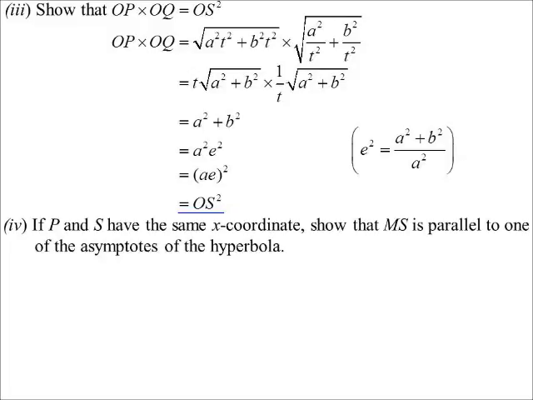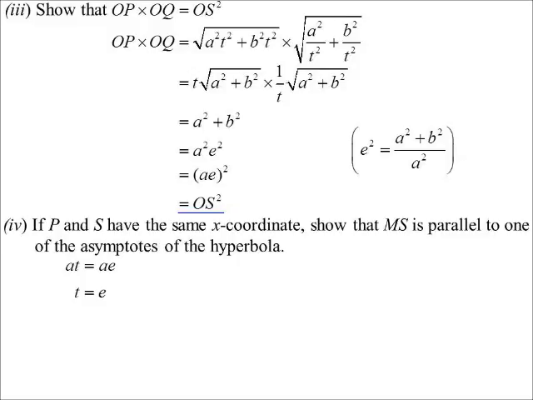If P and S have the same x coordinate, so vertically they line up, show that MS is parallel to one of the asymptotes. Okay. So P and S now have the same x coordinate. Well, we know the x coordinate of S is AE. So AT, that was the x coordinate of P, equals AE, so T must equal E in this situation.